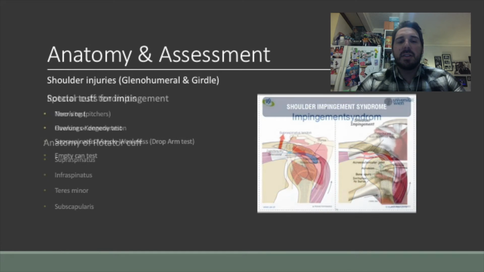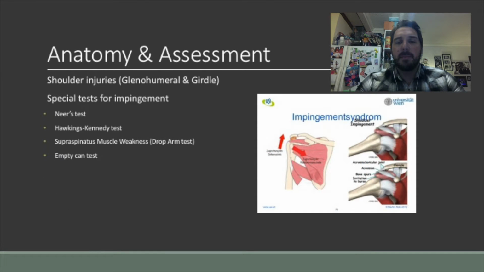Some tests include the NEER test, the Hawkins-Kennedy test, the supraspinatus muscle weakness test, which is the arm drop test, which you could have done in the other one, for the shoulder or rotator cuff tear, and then also the empty can test. And these tests really just help you gauge how far or how minimal the damage could be. And as an athletic trainer, you'd want to know some of these things.